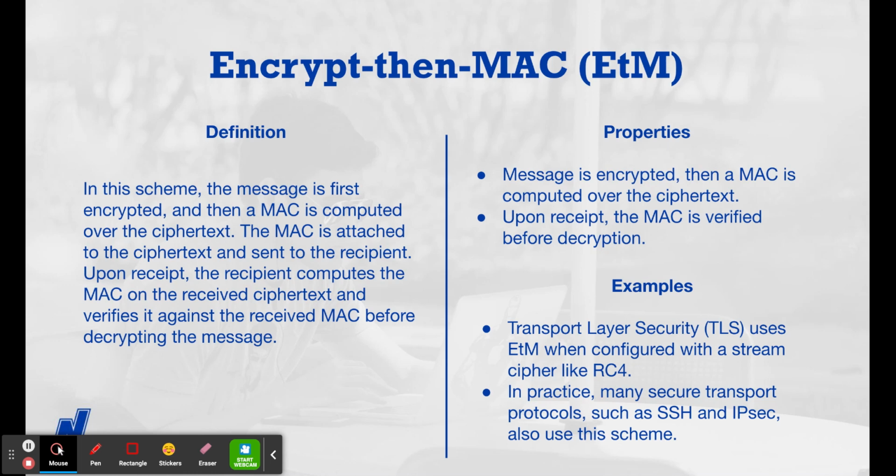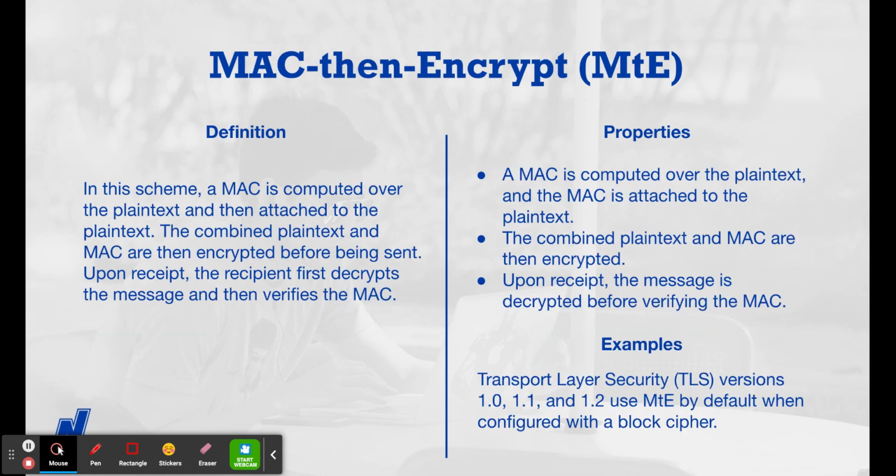In the encrypt then MAC scheme, an example of its usage can be seen in Transport Layer Security, which is TLS, when it is configured with a stream cipher such as RC4. The TLS protocol is the foundation of data privacy and security on the internet. Used widely in web browsing, emails, instant messages, and voice over IP, encrypt then MAC is also used in other secure transport protocols like SSH and IPsec.